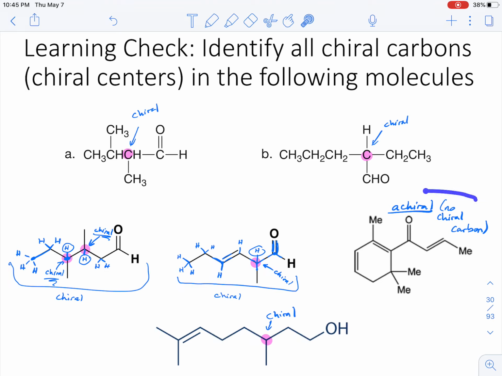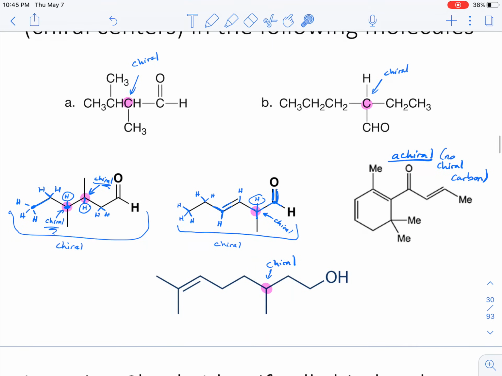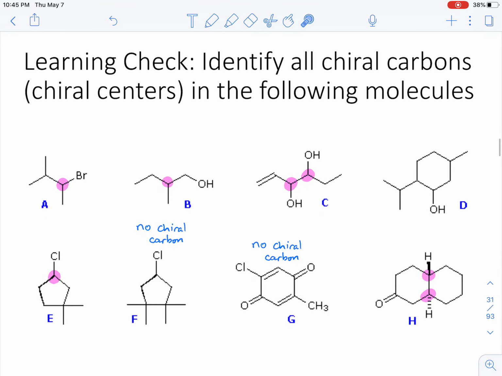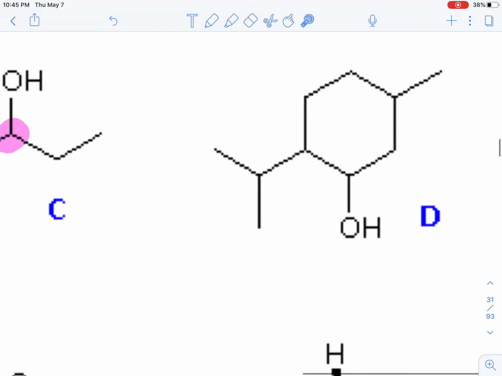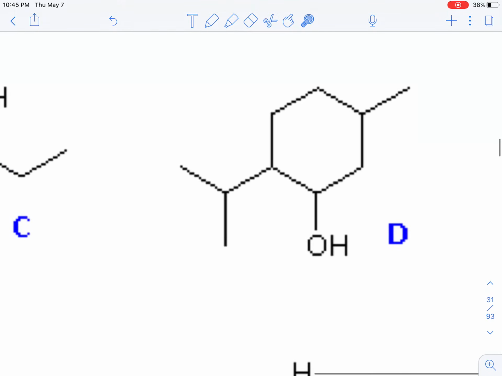For this molecule right here, there are no chiral carbons, and Me is just a shorthand notation for methyl. Okay. In the last slide, everything in pink that you see are locations of chiral carbons. For part D, I didn't mark anything because I want to quickly go through it. I didn't talk about how to identify chiral carbons for cyclic alkanes in the previous lecture video, so I want to go ahead and quickly do an example.